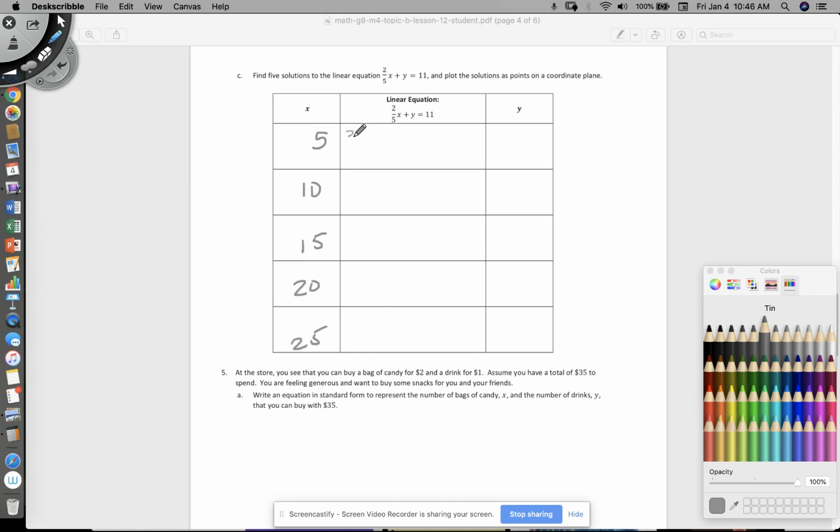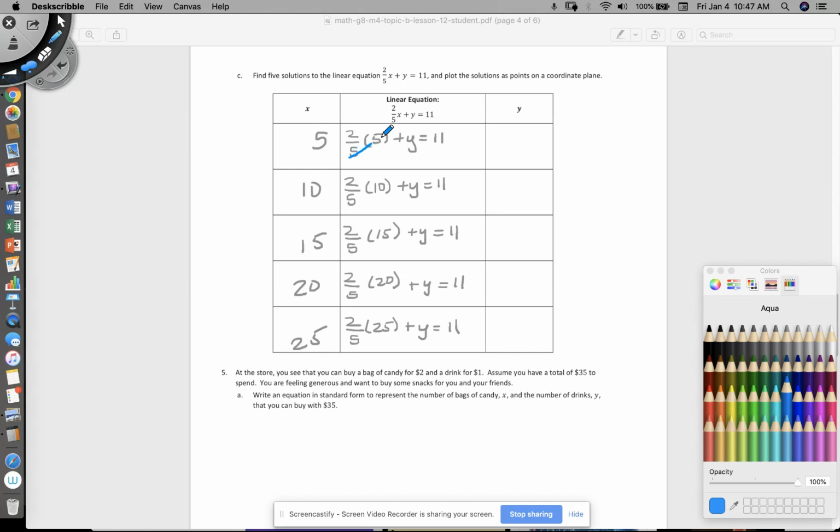I'm going to go ahead and fill this in. We have 2/5 times 5 plus y equals 11. 2/5 times 10 plus y equals 11. 2/5 times 15 plus y equals 11. 2/5 times 20 plus y equals 11. And 2/5 times 25 plus y equals 11. All right, now again, you could have solved for the y's, or you put in values for y and solve for x, whatever you wanted to. I just saw that this would be an easier cancellation method.